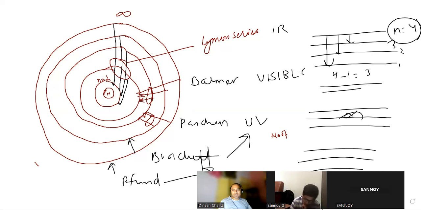Thank you very much. You are telling the descriptive one. Direct calculation you are not telling. Sir, actually I do not know the formula, if it exists. Okay. Number of spectral lines. So how do we calculate?